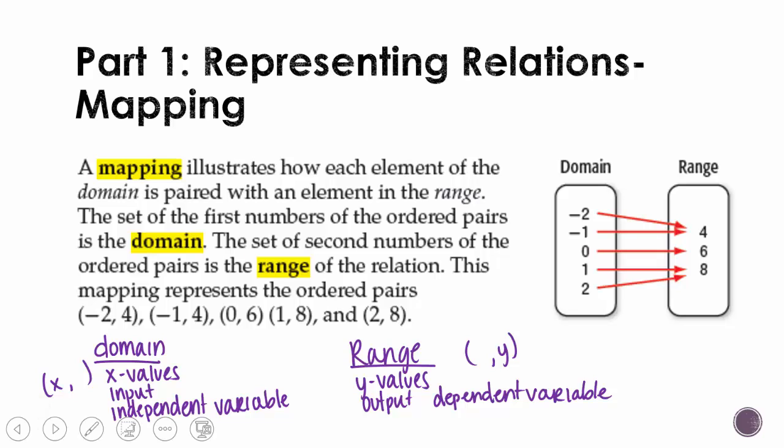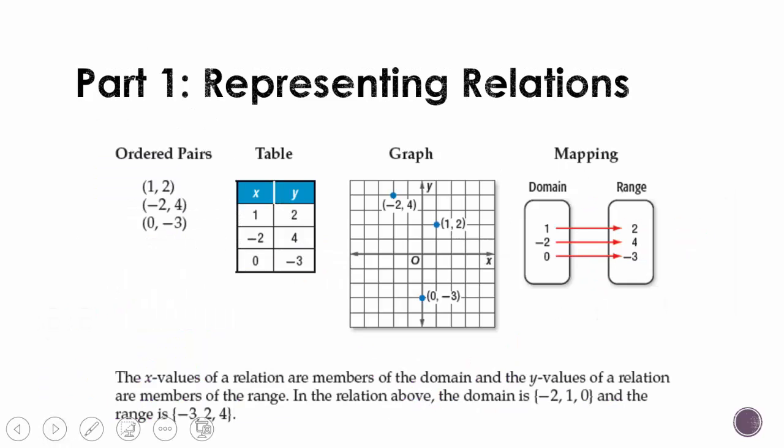So this mapping here shows us that these points, (-2, 4), the -2 is in the domain, and it maps over to 4. And then -1 also maps to 4. So it kind of just gives us an idea of going from one to the other. Here are the ways you're going to see things: as an ordered pair, as a table, a graph, or a mapping. So these three ordered pairs can be represented in these three ways. And like the next problem we're going to do, I'm going to give you ordered pairs and you're going to have to do all three.